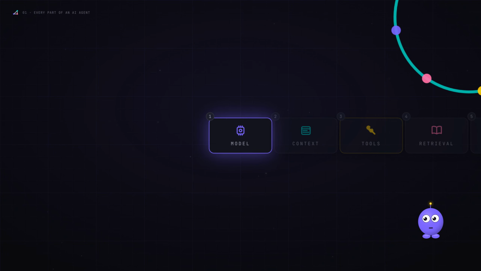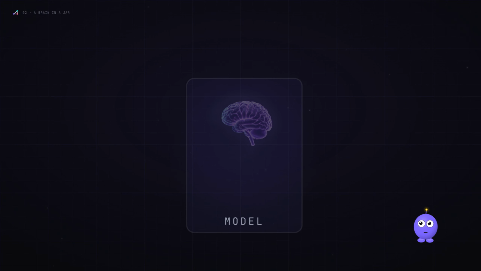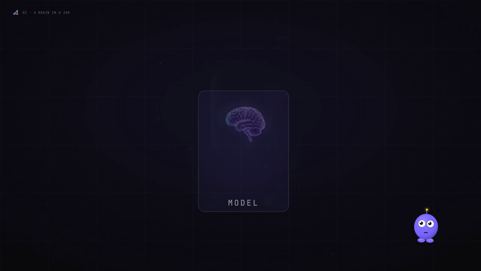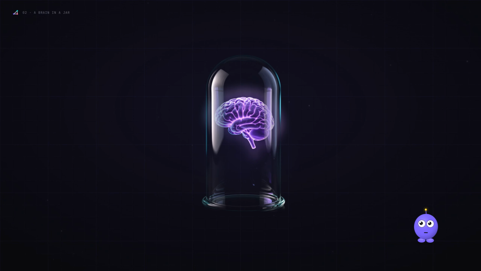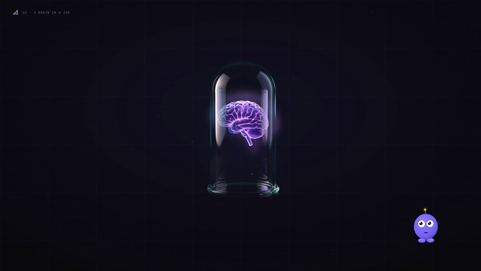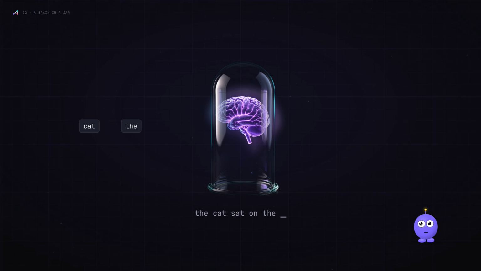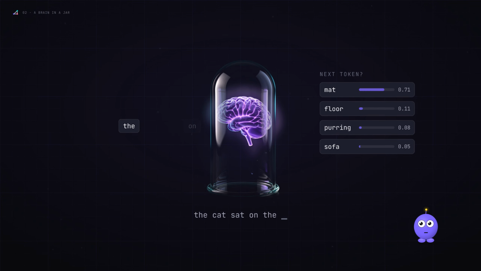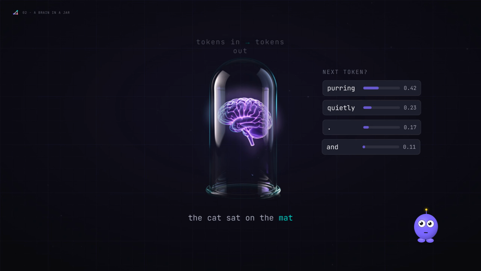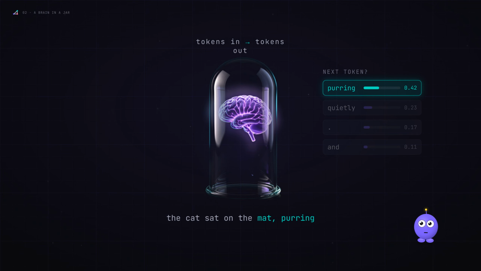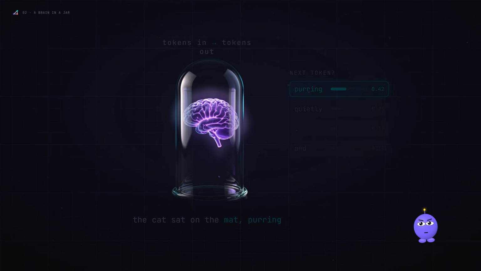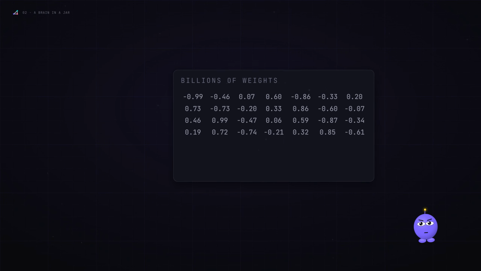Let's start with the brain. Start with the part everyone knows, the model. Mechanically, a large language model is a next word predictor. Tokens go in, and it predicts what comes next, one token at a time. That's the whole interface. And 2 properties of that interface shape everything else in this video.